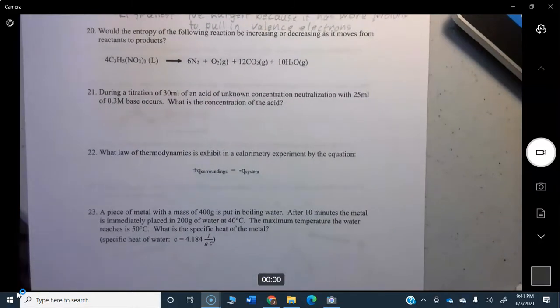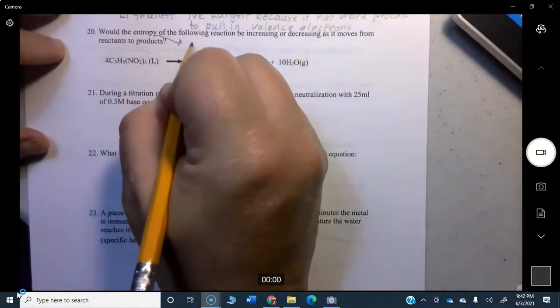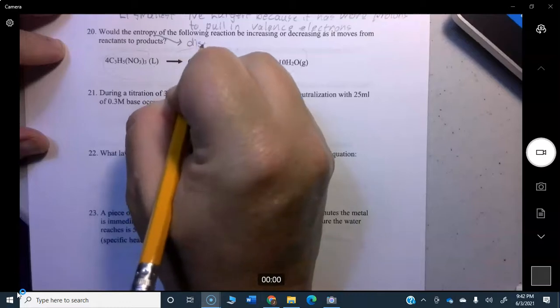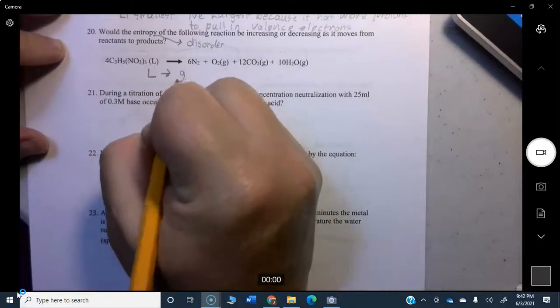Okay, 20. We did this in class. Would entropy of the following reaction be increasing or decreasing as it moves from reactants to products? So reactants on this side, products on this side. I didn't ask you to give the reasons why, but let's do that. First of all, it's going from liquid to gas. That's greater entropy. Remember, entropy means disorder. So going from liquid to gas, that's one reason.